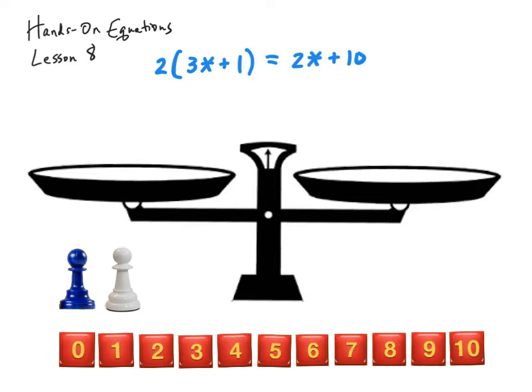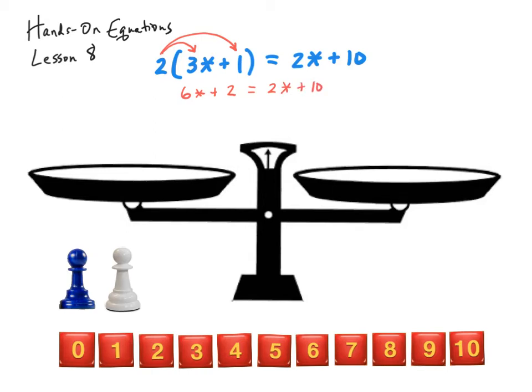The equation at the top of your screen says 2 times the quantity 3 star plus 1 has the same value, or equals, 2 star plus 10. So you'll notice that this equation is going to use a distributive property. So we're going to need to distribute this 2 to everything in parentheses. So we're going to need 2 of the 3 stars and 2 groups of 1, which ultimately means we're going to need 6 stars plus 2 times 1, which is 2. And then on the other side of the equation, we'll just have 2 stars plus 10.